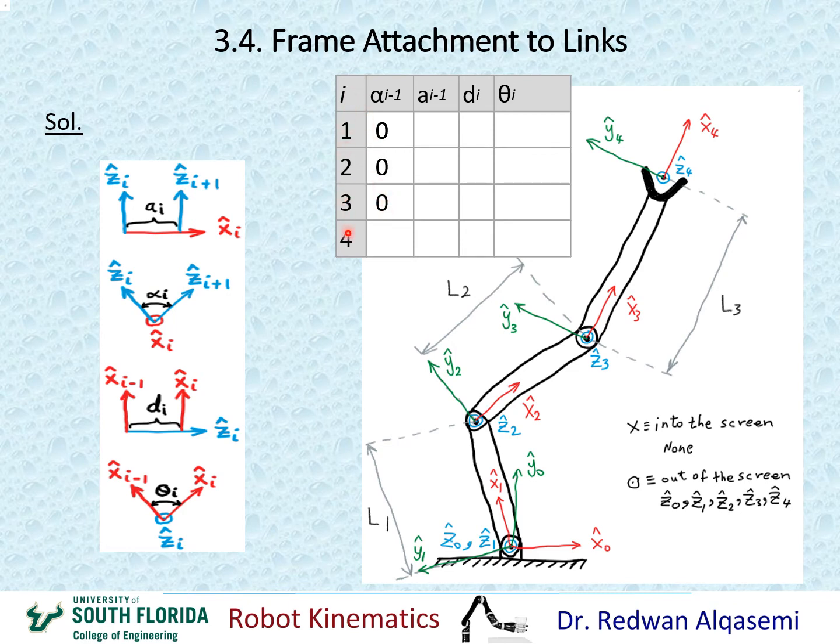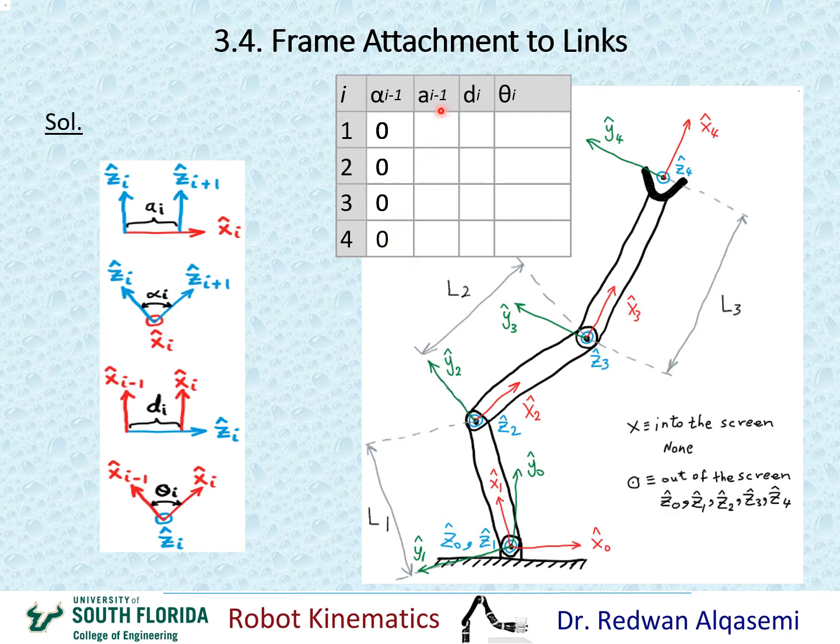Now when i equals 4, that means I'm looking at alpha i minus 1. That's alpha 3. So for alpha 3, I'll be looking at Z3 and Z4 about X3. This is Z3 coming out of the screen. This is Z4 coming out of the screen. I'm looking at the angle between them about X3. Again, obviously Z3 and Z4 are heading in the same direction. So the angle between them about X3 would be 0. That means my alpha 3 here is 0. Okay, and that finishes the alpha column for this DH parameters table.